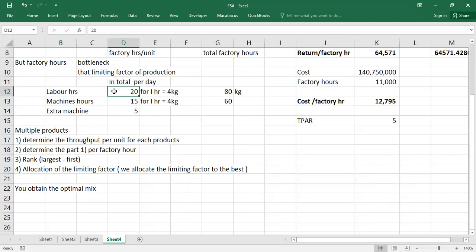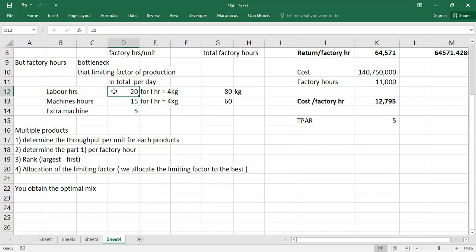I gave you a scenario here that for labor, the maximum hours that you have are 20. That's what you have on the table. They're saying that on a good day, you're going to use 20 hours for labor. For machine, you have 15. But again, the same information will tell you that for a single hour of labor, what you can produce is 4 kgs. And for a single hour of machine, what you can produce is still 4 kgs.